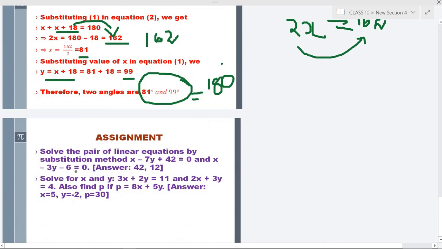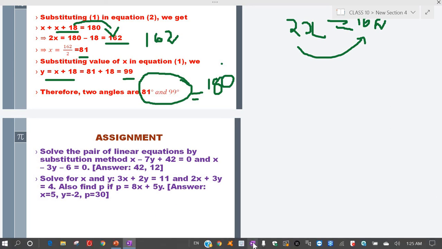Here is an assignment for you. I have given two sums. Do these two sums. Even the answers are provided to you. Just you have to do the steps. Thank you.